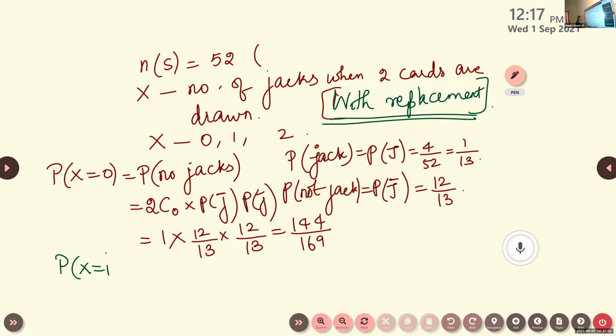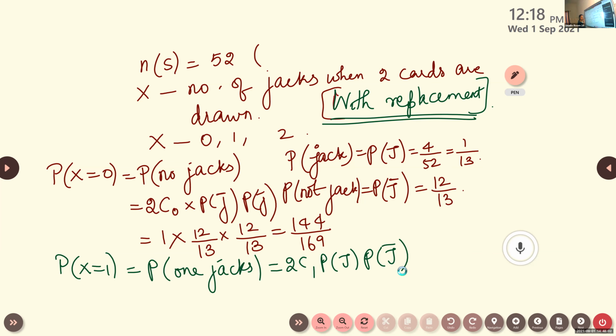X is 1 means only 1 jack. So among two trials, 1 is jack: P of J, and in the second case it is J bar, P of J and P of J bar. One is jack and the other one is non-jack. What is 2C1? It is 2. And P of jack is 1 by 13 into 12 by 13. So we will get 24 by 169. Now look at the next case.